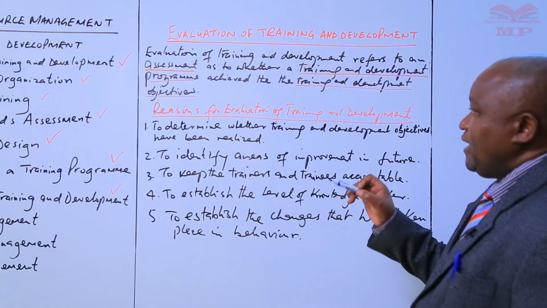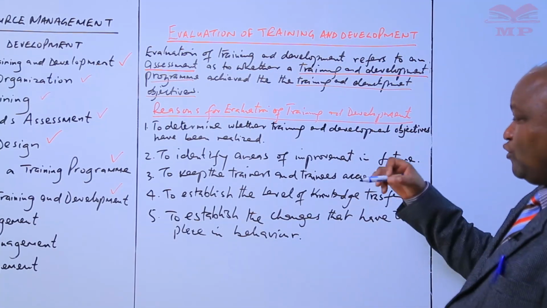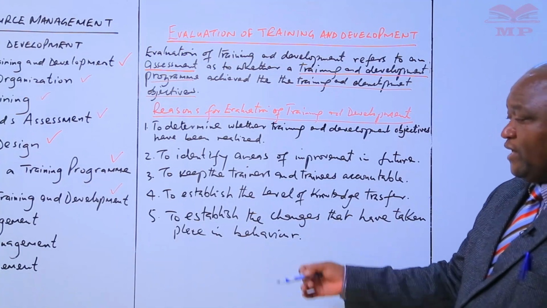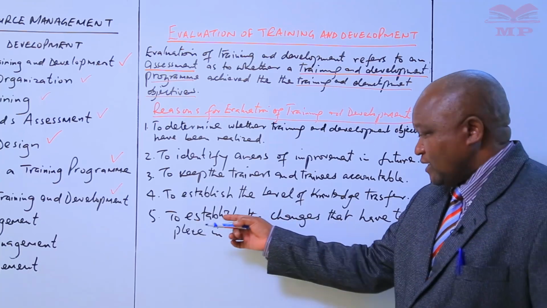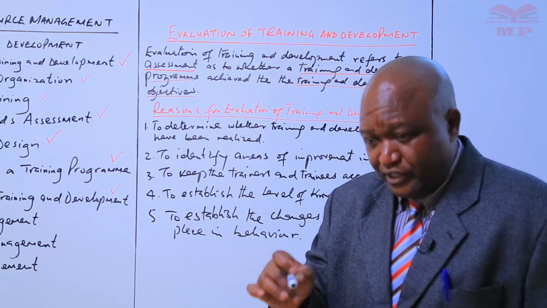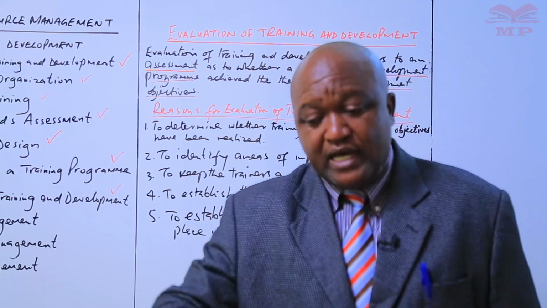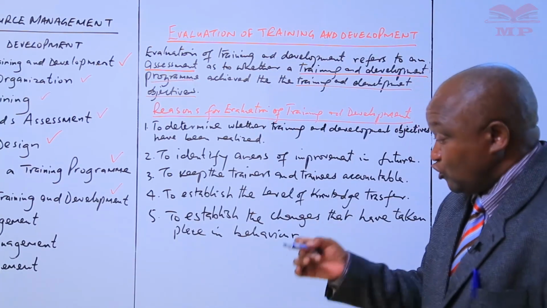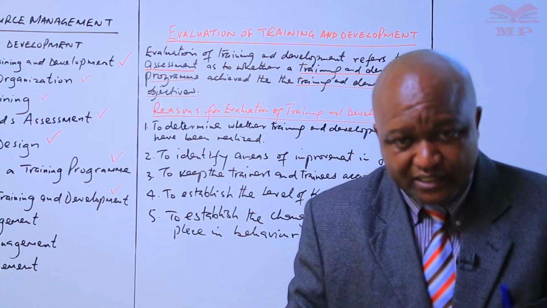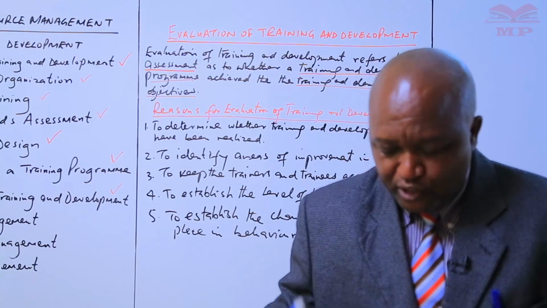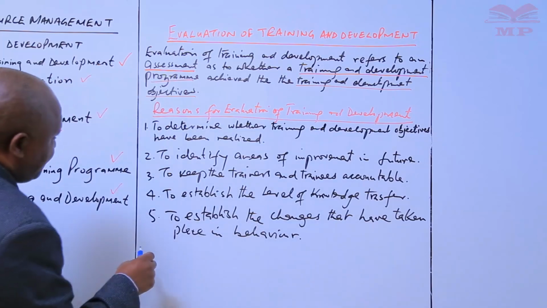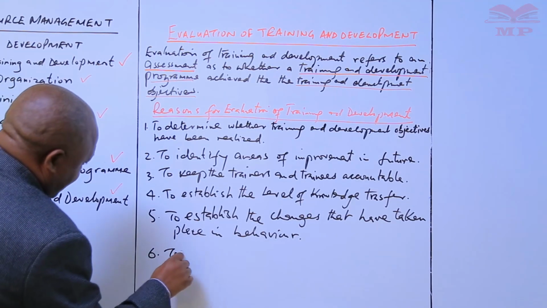So, when a training evaluation is done, for example, after the training has been completed, maybe after, say, 6 months, that kind of evaluation is meant to establish the changes that have taken place since these particular employees or trainees undertook the training. They have resumed their activities. So have they been able to change their conduct and behavior in relation to the jobs that they are performing?